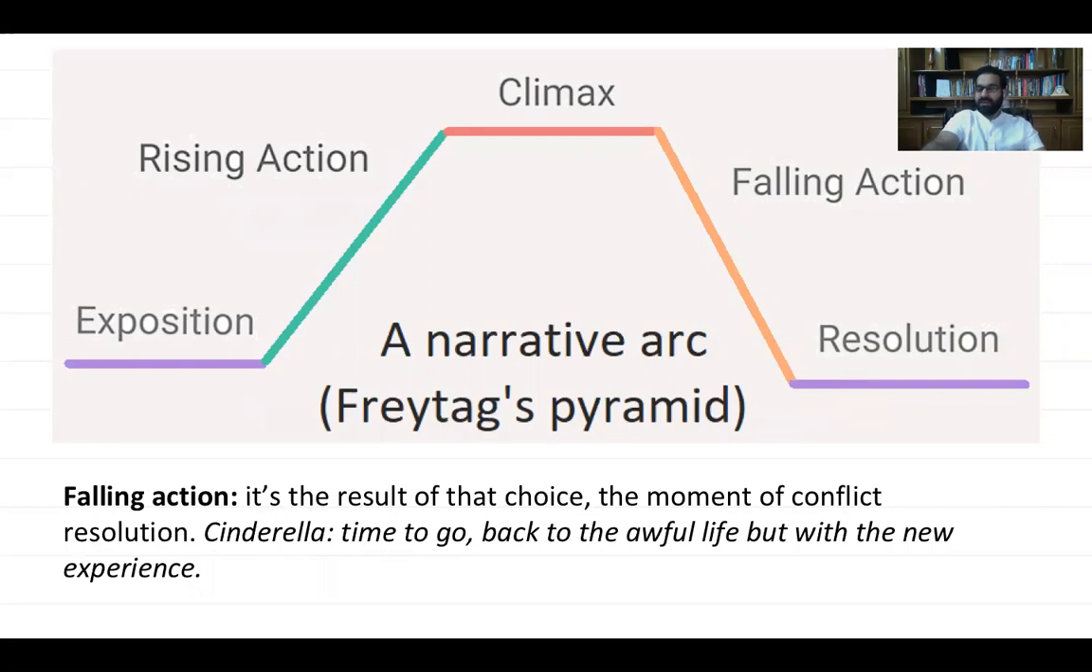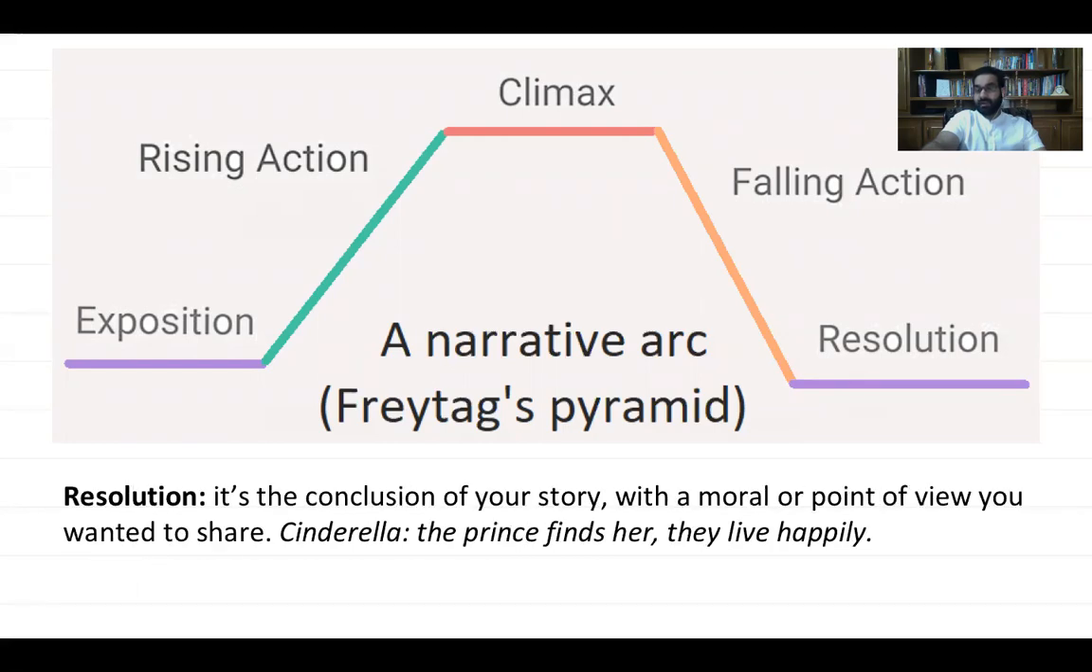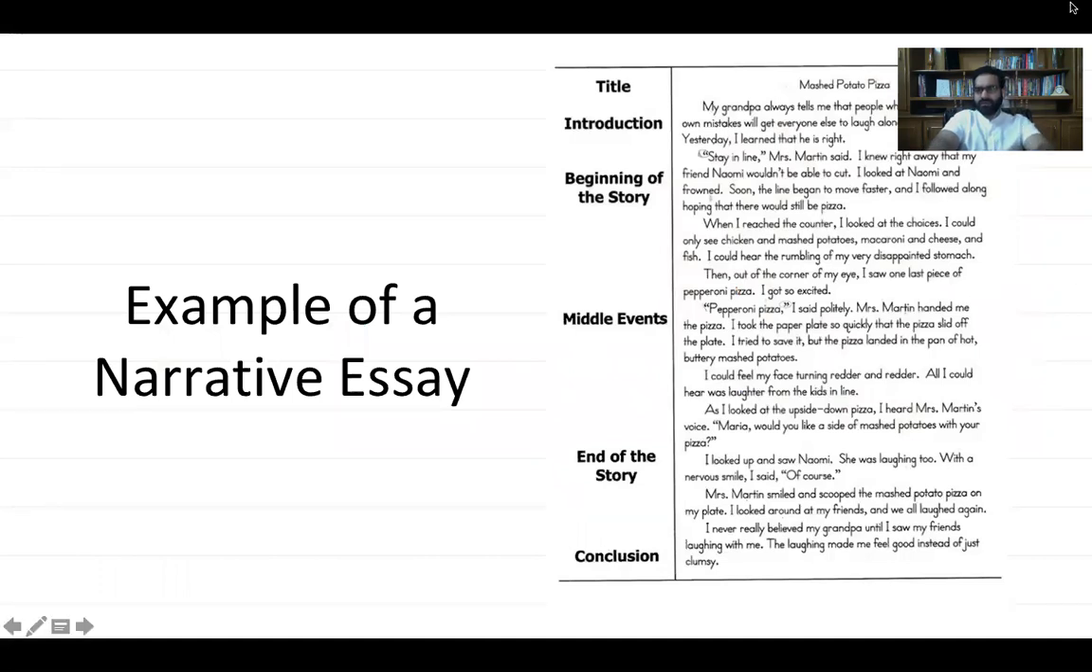Falling action is the result of that choice, the moment of conflict resolution. Maybe Cinderella, time to go back to the awful life, but with the new experience. And then resolution. It's the conclusion of your story with a moral or point of view you wanted to share. Cinderella, the prince finds her, they live happily. So such kind of event. I have given you quite a basic example over here. So definitely our examples will differ from each other.